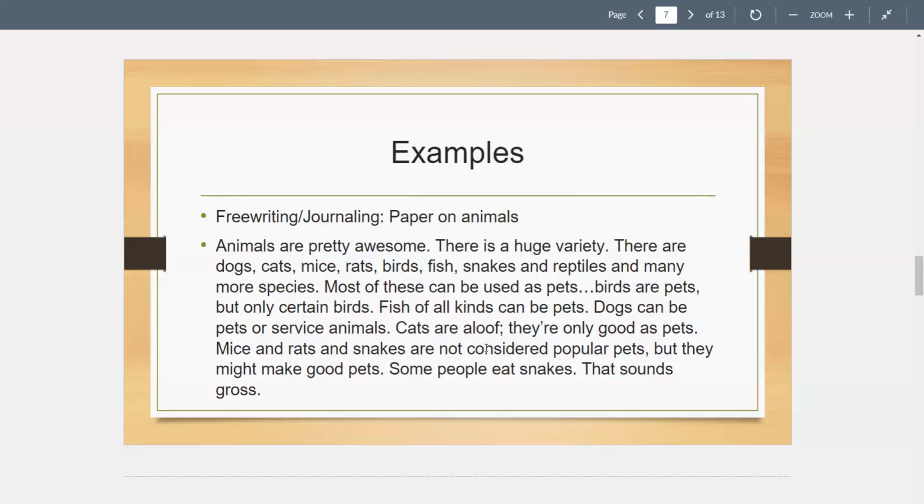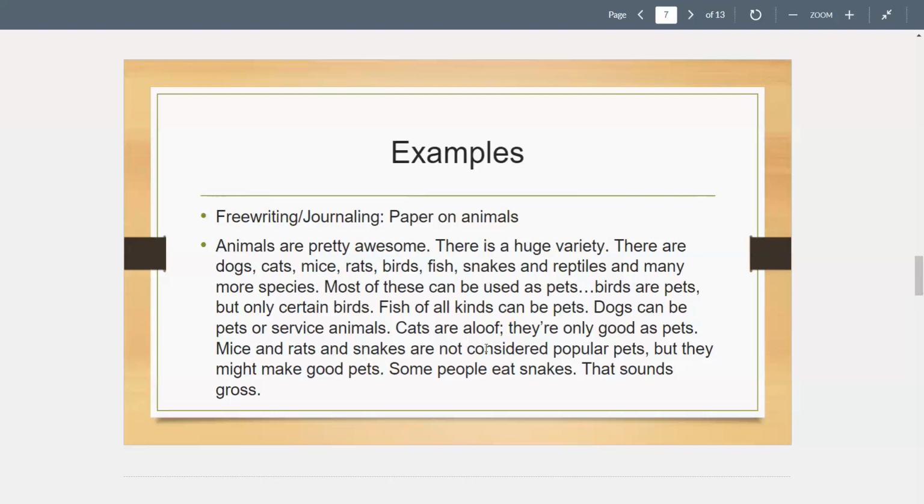So you could use that and say, well, maybe they're not trainable as service animals, or maybe in your experience they're just aloof and they're not friendly. Maybe someone else's experience is they're really friendly. You want to contradict that statement. So you have a lot of different things from that sentence.